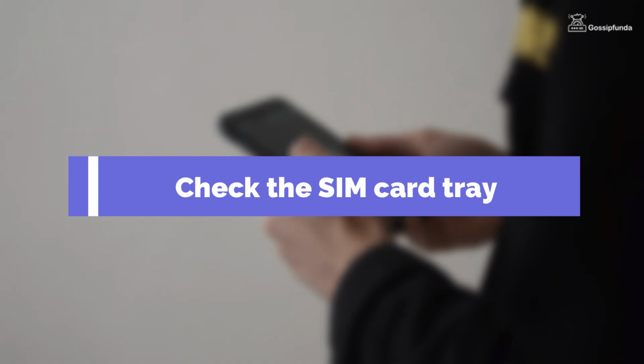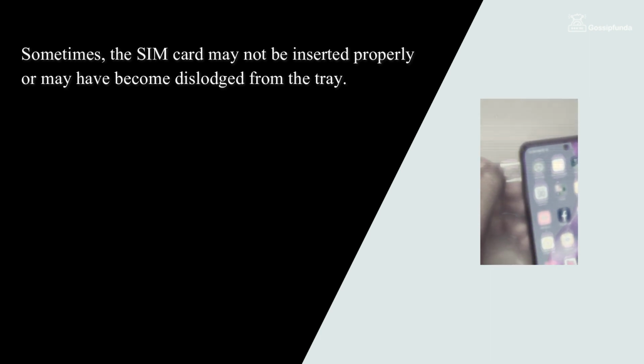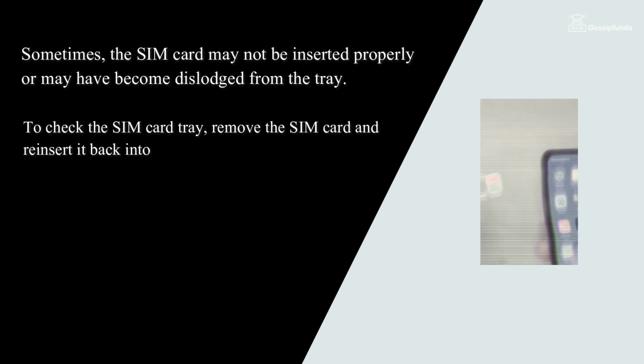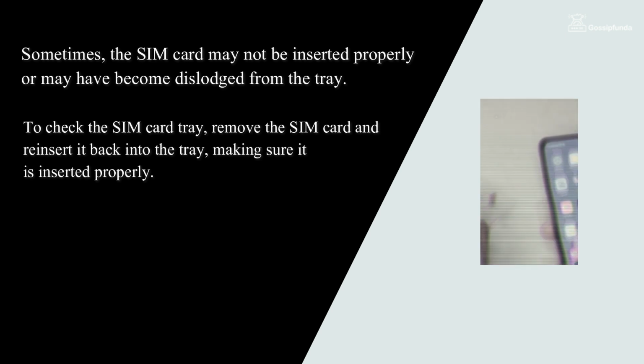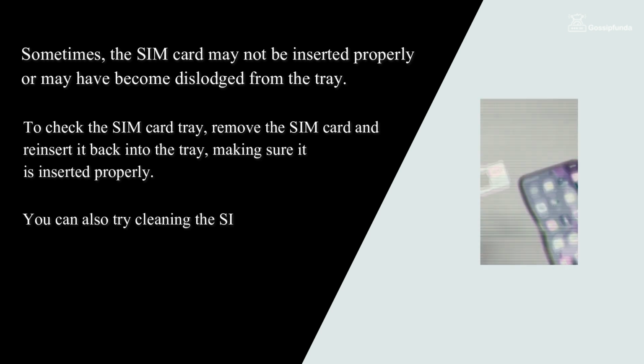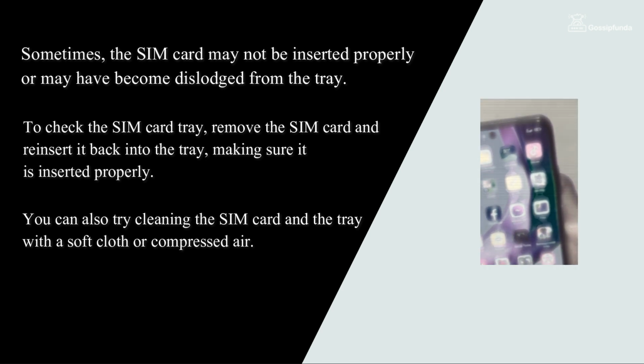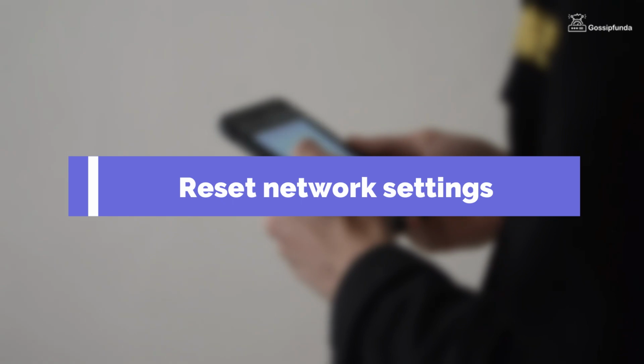Number 2. Check the SIM card tray. Sometimes the SIM card may not be inserted properly or may have become dislodged from the tray. To check the SIM card tray, remove the SIM card and reinsert it back into the tray, making sure it is inserted properly. You can also try cleaning the SIM card and the tray with a soft cloth or compressed air.